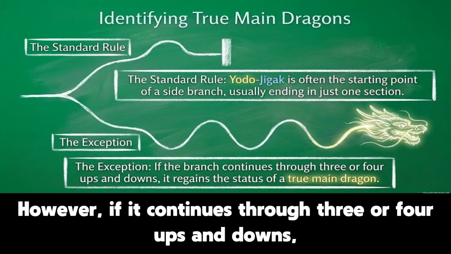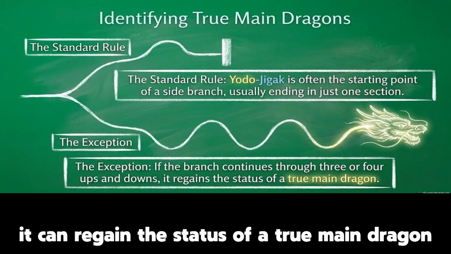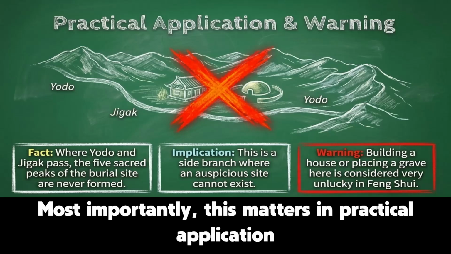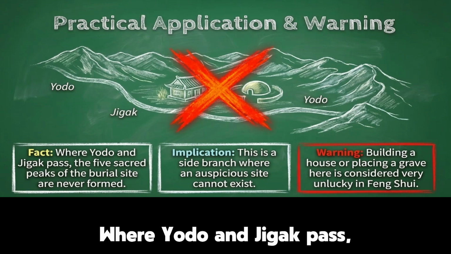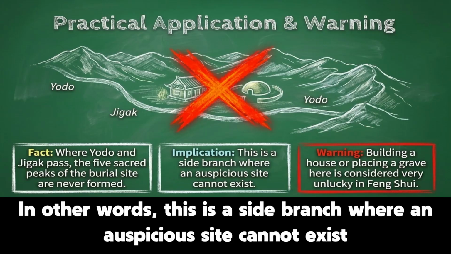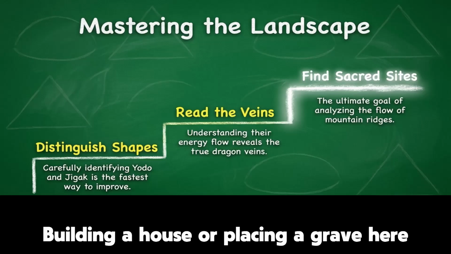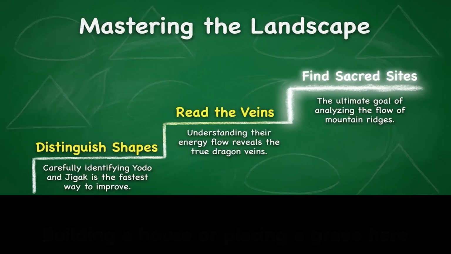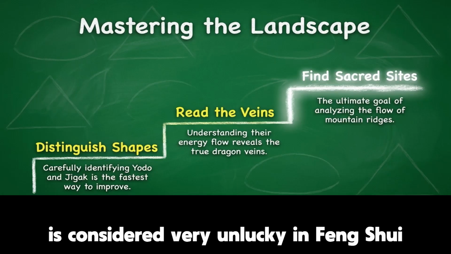However, if it continues through 3 or 4 ups and downs, it can regain the status of a true main dragon. Most importantly, this matters in practical application. Where Yodo and Jigak pass, the 5 sacred peaks of the burial site are never formed. In other words, this is a side branch where an auspicious site cannot exist. Building a house or placing a grave here is considered very unlucky in Feng Shui.